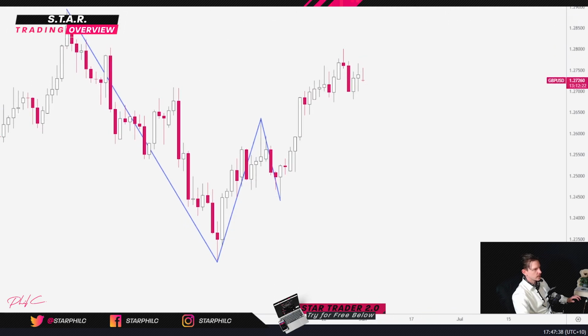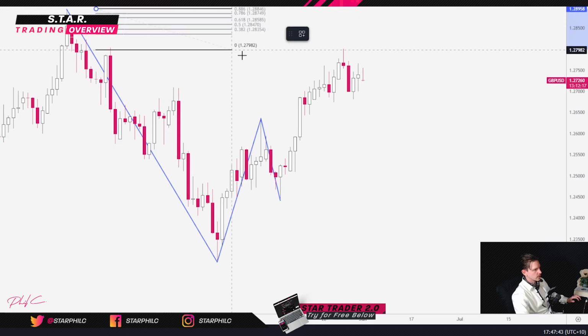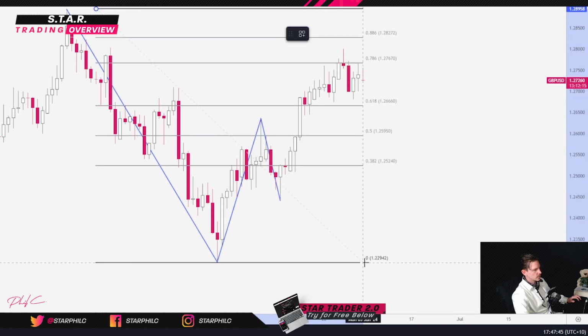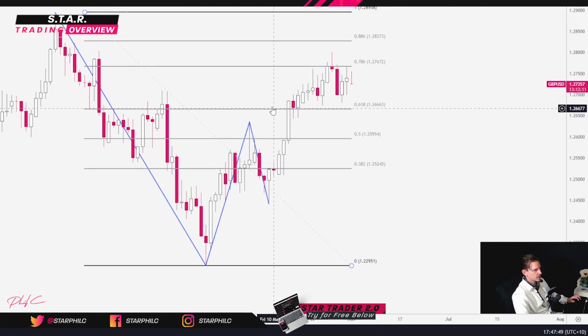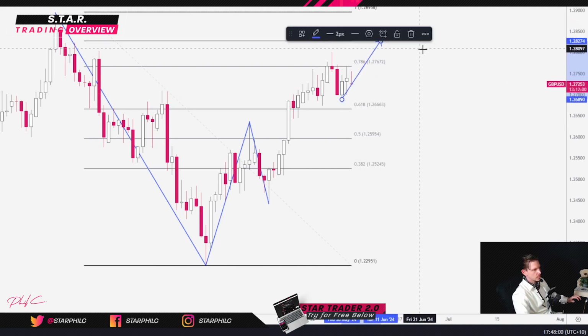So what we'll do is take another Fibonacci retracement, and then we'll go from swing high all the way down to swing low. So just the same way as we did the first Fibonacci retracement. And as you can see, we're sitting at the 786 right now. What we need out of price action is another bullish move towards the upside.